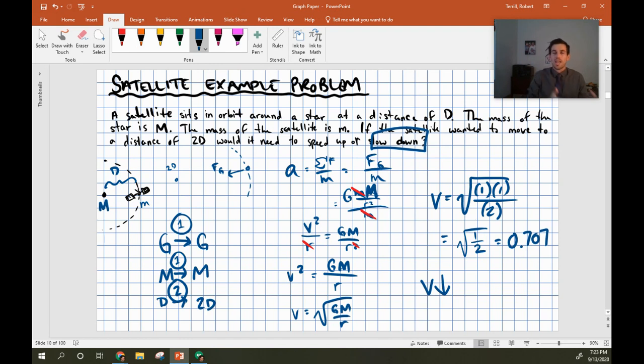Another way of looking at it, if you're close into the star, then you have to be going really, really fast so that even though there's that strong force, you're constantly moving fast enough that you don't get pulled into the center of the star.